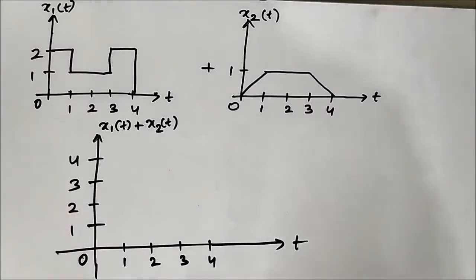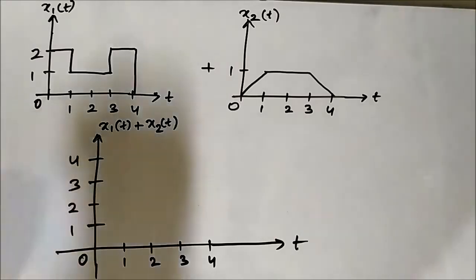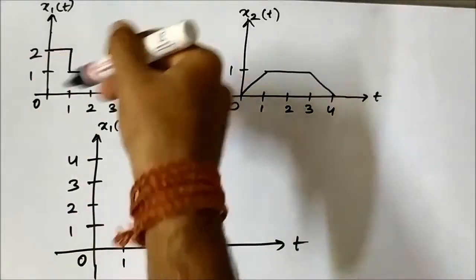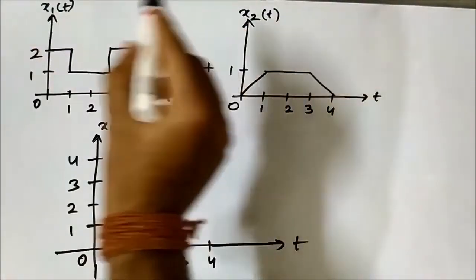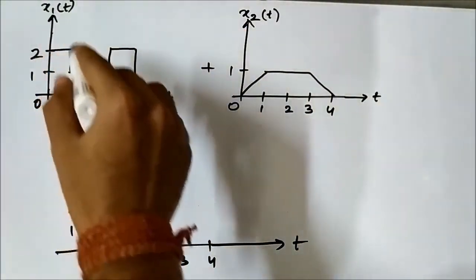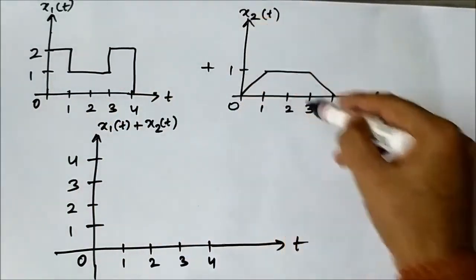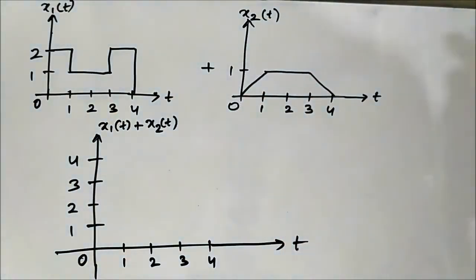So previously we performed signal addition on the basic test signals such as step and ramp signal. So here we will perform signal addition on some random signals of various shapes. Okay. So here we have two signals, x1(t) having this shape and x2(t). Now we have to perform signal addition, x1(t) plus x2(t).